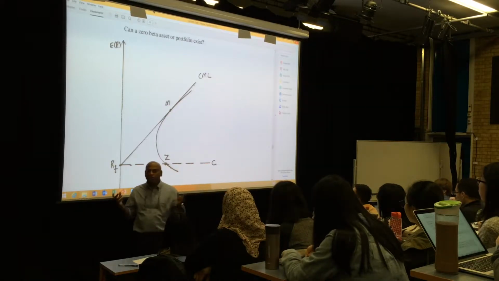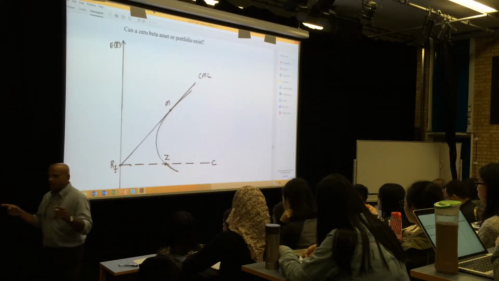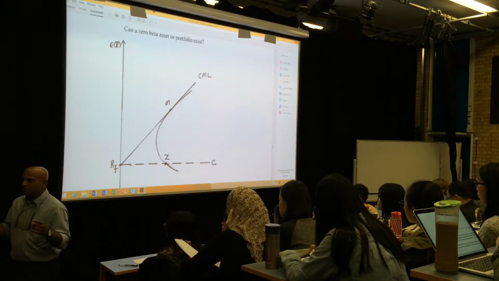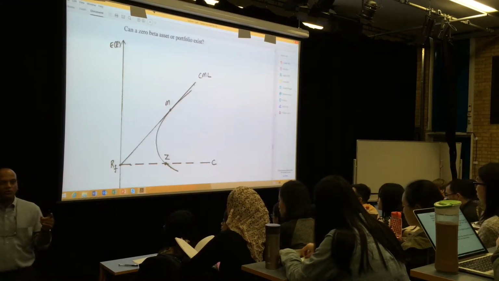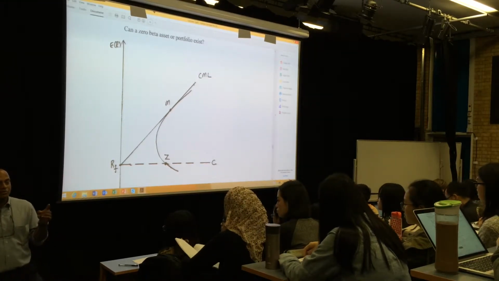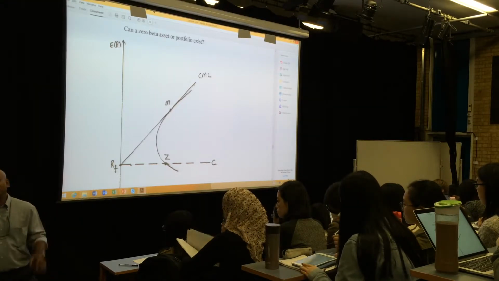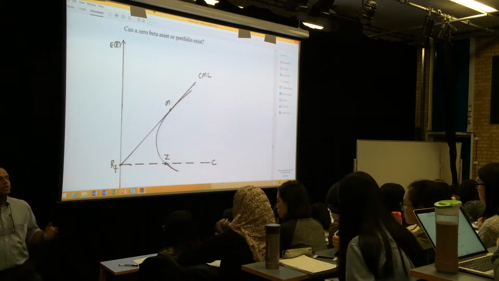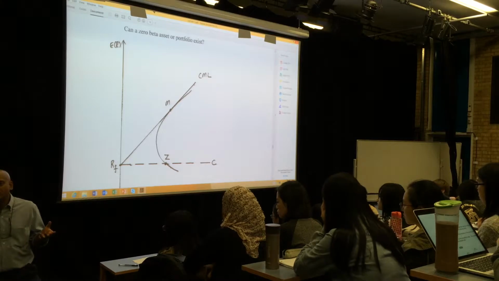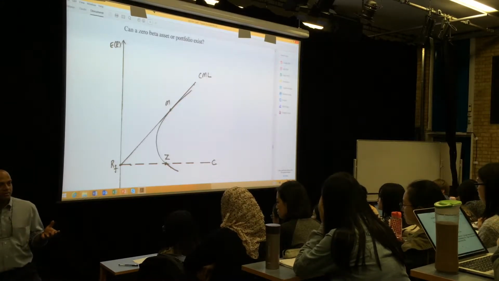A zero beta portfolio has total risk, but has no systematic risk. And we showed the return on that asset is the same as a risk-free asset. But nobody pays you any return for unsystematic risk. That can be diversified away.